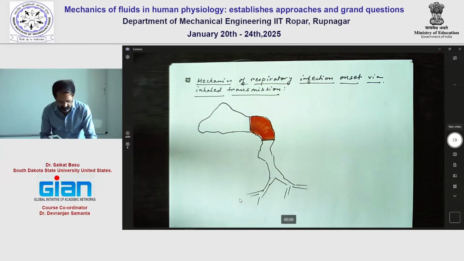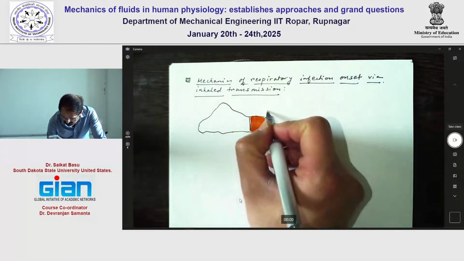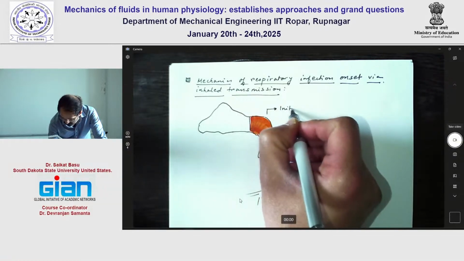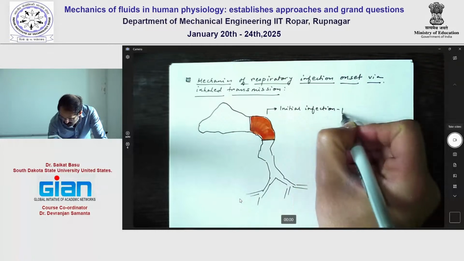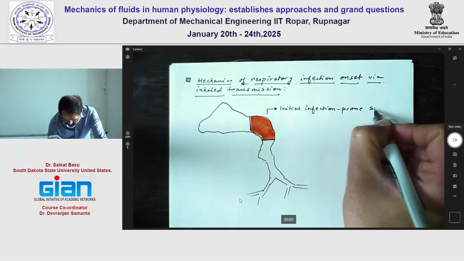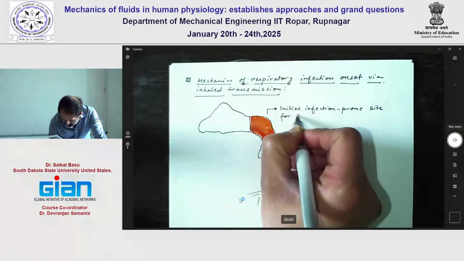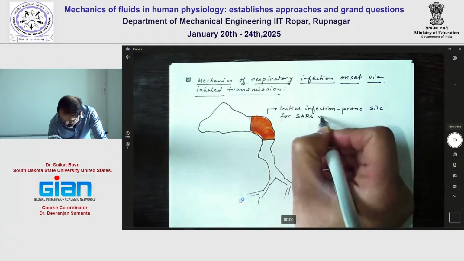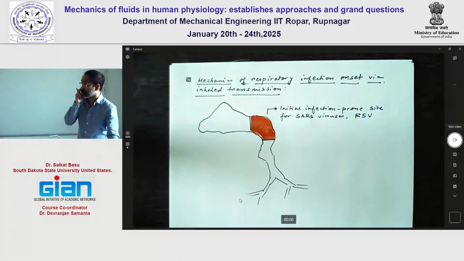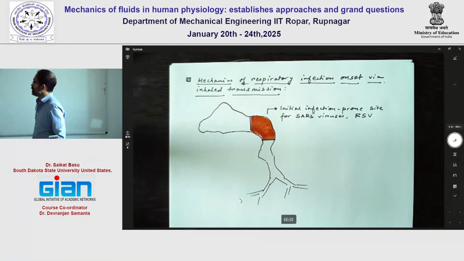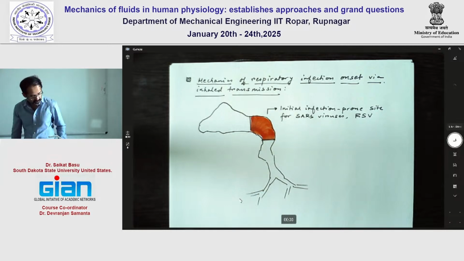So this is the initial infection prone site for the SARS viruses and also for the respiratory syncytial virus, which is quite common as well. And if you just look up literature on RSV, you'll find a lot of biological data on RSVs.